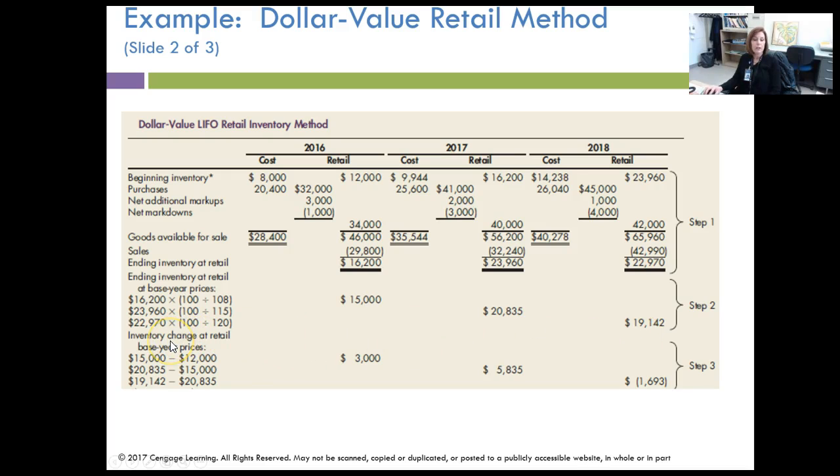Then we look at the change between the inventory at retail versus the base price. So we've got our inventory at retail, and we look at the change from the base price, and it's 3,000 here, and it is 5,835 here, and then we note that it actually goes down in 2018 from what it started with at retail.